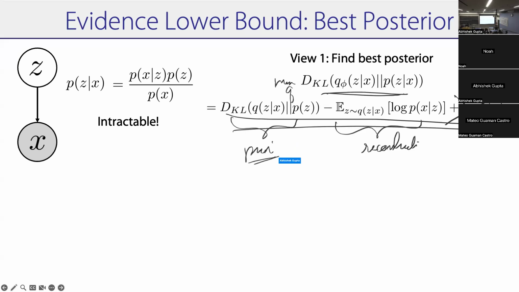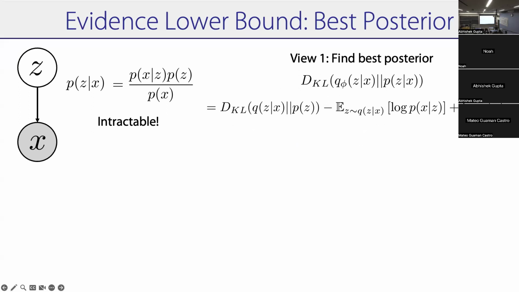And so this one is saying that given a z, you're trying to get the x back. And this one is saying, try to make your q not diverge that much from the prior. Right? And so this is the idea behind most variational inference, variational autoencoders, and so on.